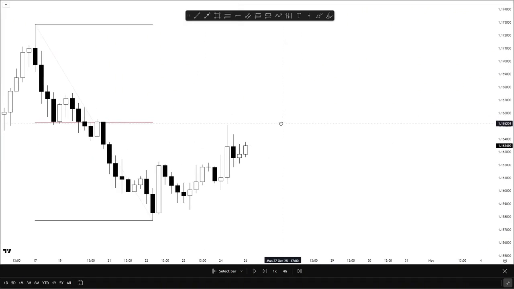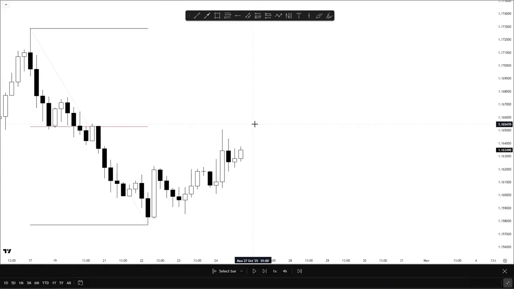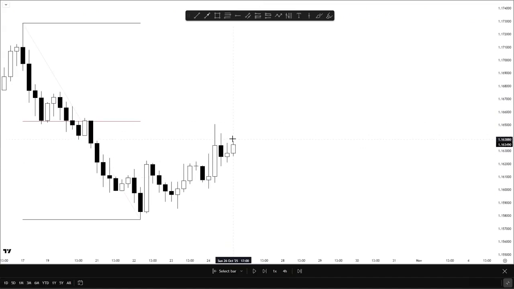So first of all, Monday opened right here. The first thing I needed to do was to define an active dealing range in the direction of the higher time frame directional bias. The higher time frame directional bias is bullish, the drawn liquidity is higher, so I look for a bullish dealing range. The most recent expansion swing that we have is this move right here, so I'll take this expansion swing as my dealing range.